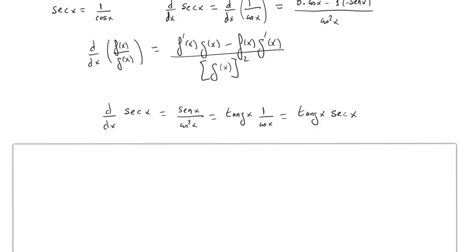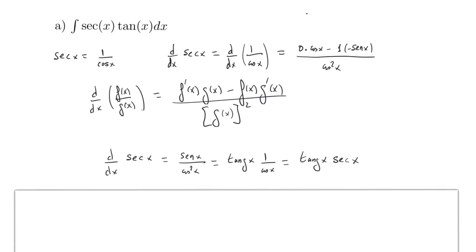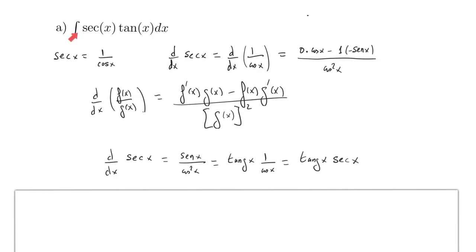You can read this like this. What is the antiderivative of secant x multiplied by tangent x? Or in other words, what is the function whose derivative is secant x tangent x? And I found the function whose derivative is tangent x secant x is secant x. So the problem is solved, and the solution here is secant x plus c.